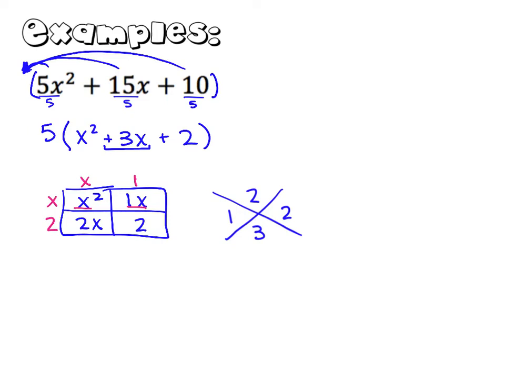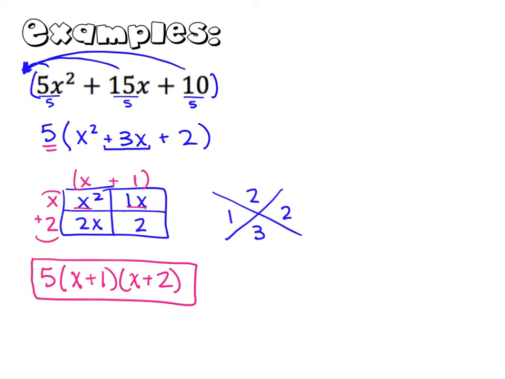So the 5 that we divided by at the beginning, that greatest common factor, still stays in front of my answer. But now, instead of a trinomial, I broke that into x plus 1 and x plus 2. So my factors were x plus 1 and x plus 2. So one more time, the only difference from what we worked on yesterday was that we have to find that greatest common factor first, anytime there is one.